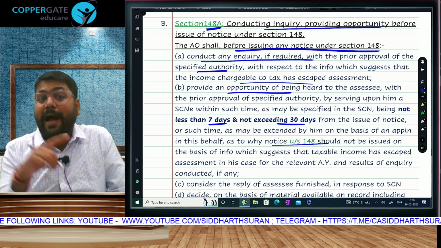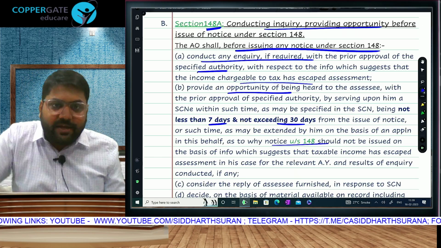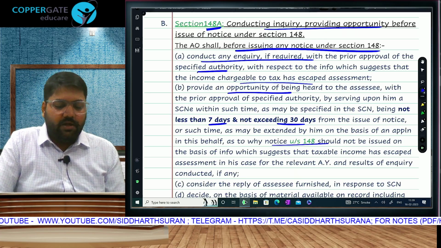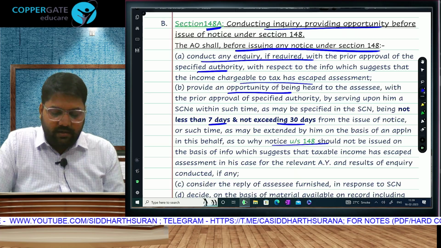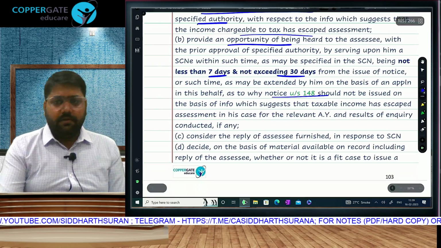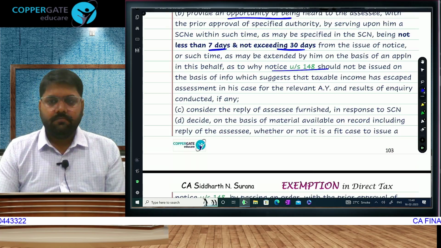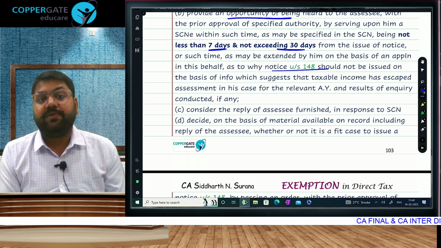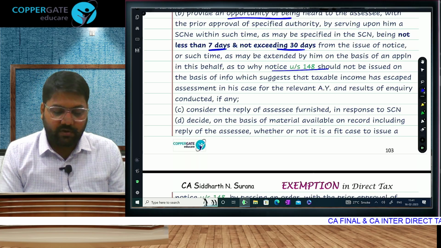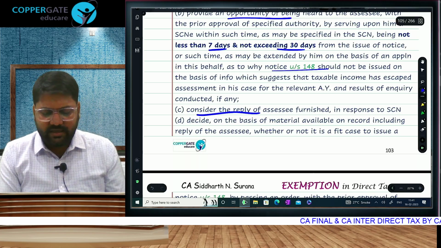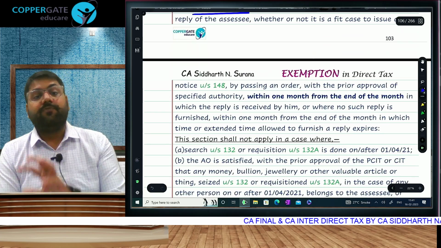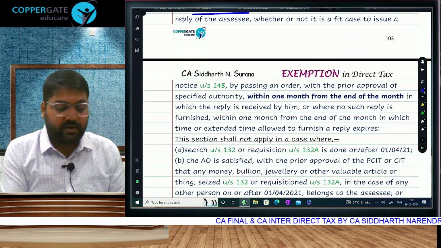I have doubt about you, I propose to conduct 147, so why should I not give you the notice? Is there any reasonable cause why I should not give you that notice? This procedure has to be done. In response to this show cause notice, the assessee has to basically explain why I will not be covered under 147. So the AO will consider his reply and finally he will decide whether this is a fit case for 147 and whether I should give the 148 notice or not.